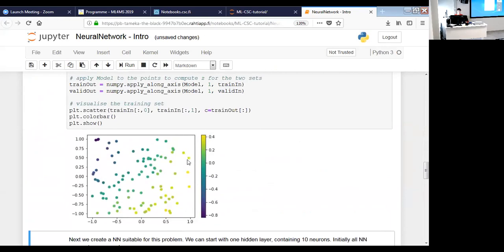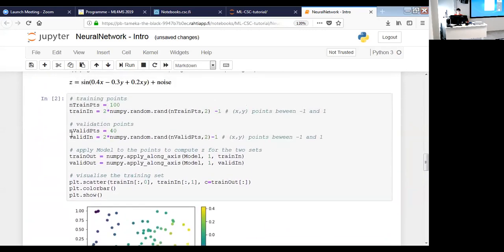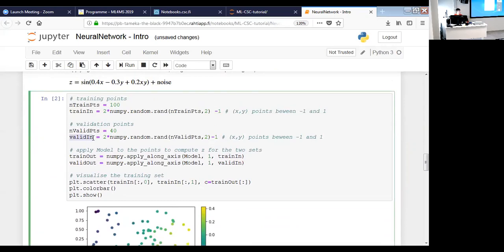Now this is showing us the training set. Color is the Z axis, the value of the function, and X and Y are the inputs. This routine also computes some validation inputs. So we train on the training set, but we check the performance on the validation. This is a set of points that the neural network never saw during training. We keep it aside just for checking performance at the end, for checking the accuracy.